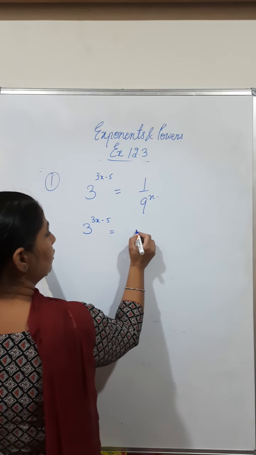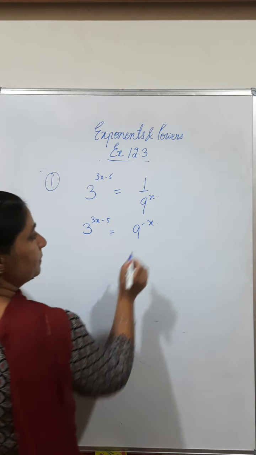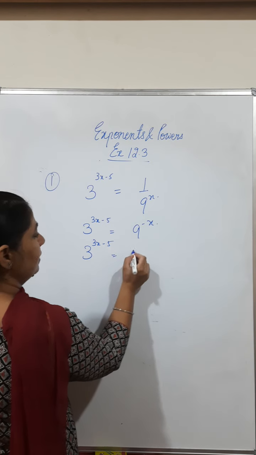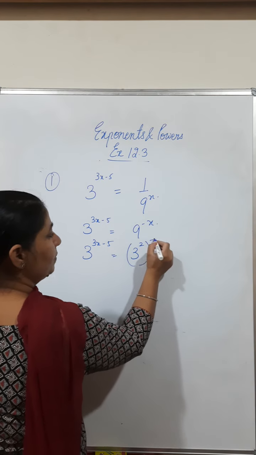9 को न्यूमरेटर में ले जाओ तो ये क्या बन जाएगा? 9 raised to power minus x बन जाएगा. Now this 9 can be written as how can you write this 9? You can write it as 3 power 2 power minus x.